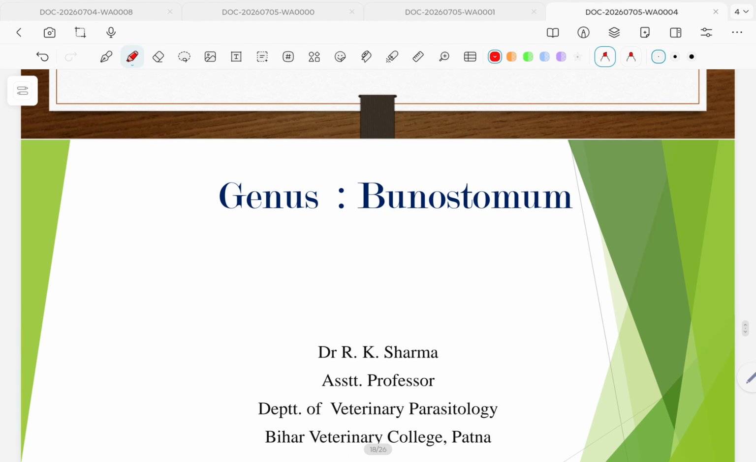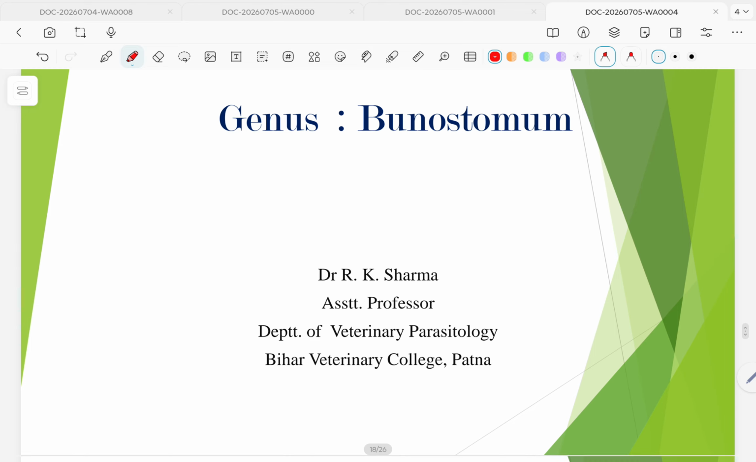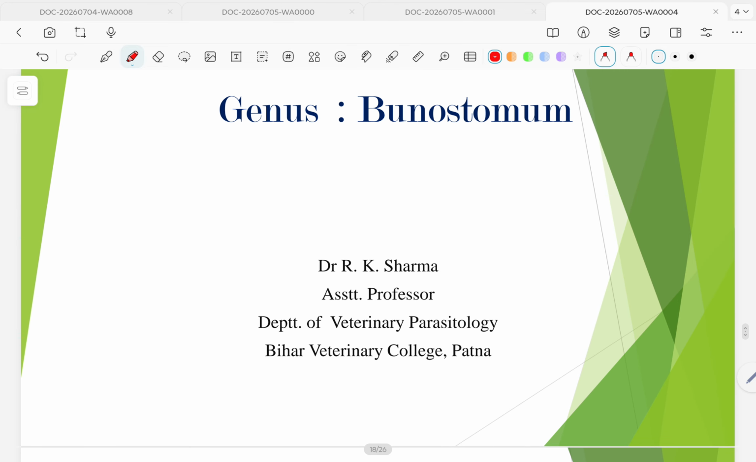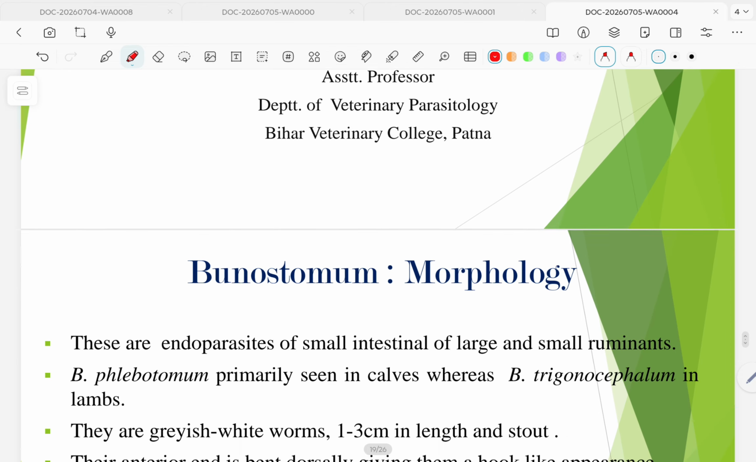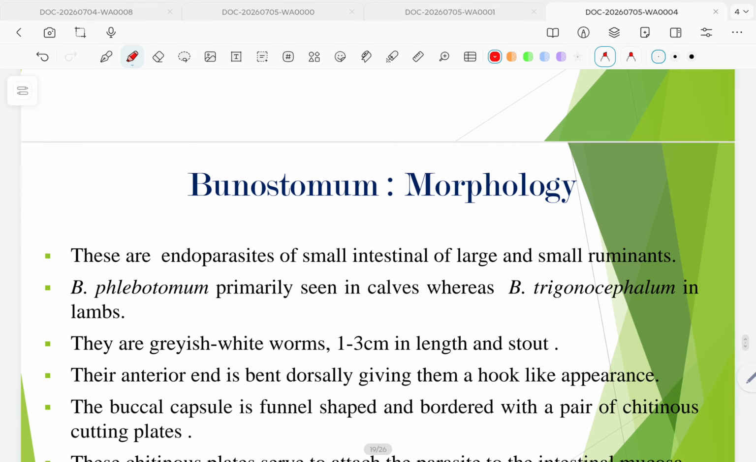Genus Bunostomum. Morphology. These are endoparasites of the small intestine of large and small ruminants.